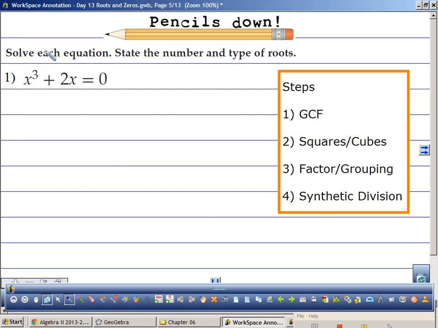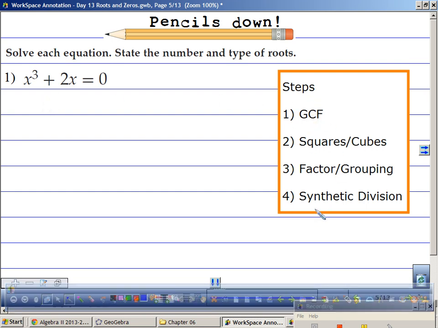All right, pencils down. Let's just talk about this. Solve each equation, state the number and type of roots. So I put over here a little medley of what we've been doing so far. What do you think I could do with this one? I don't think I'd group it. I could factor out an x. When I factor out an x, I get x times x squared plus 2 equals 0. So I already have a solution right in front of me, correct? x equals 0, and x squared plus 2 equals 0. I can't factor that any further, right? But I can solve it.